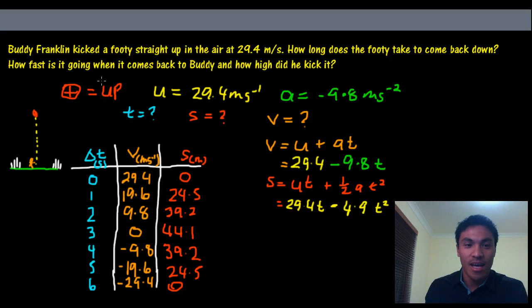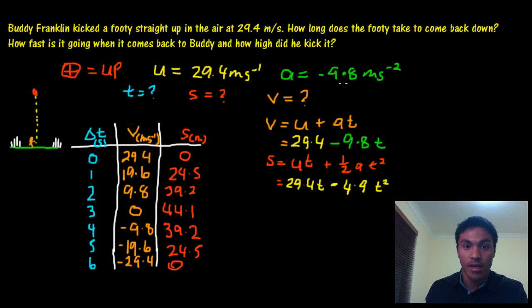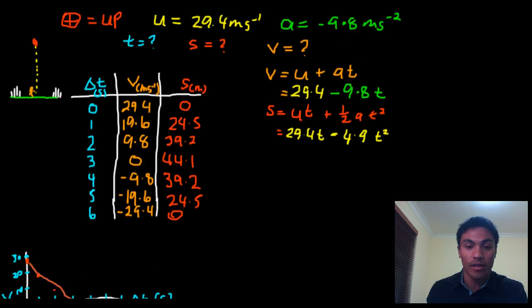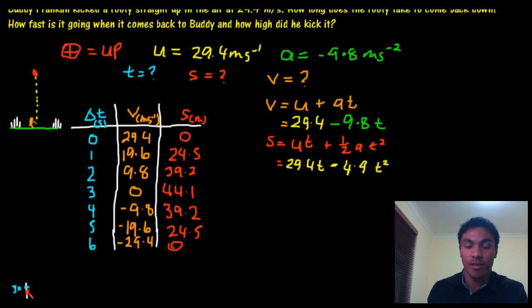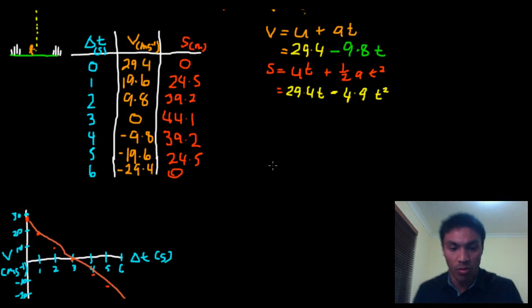And how fast is it going when it comes back to buddy? Okay, we found out that it's going at negative 29.4 meters per second when it comes back down to buddy. And how high did he kick it? And we found out that he kicked it at a maximum of 44.1 meters above.